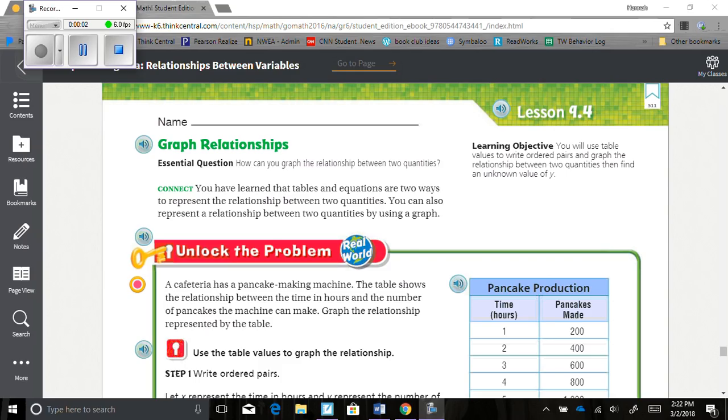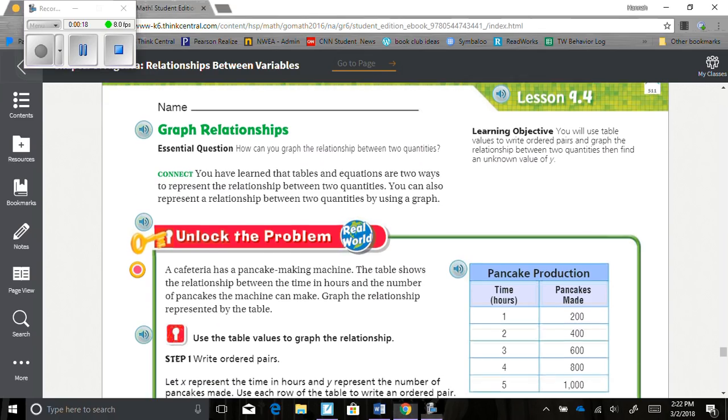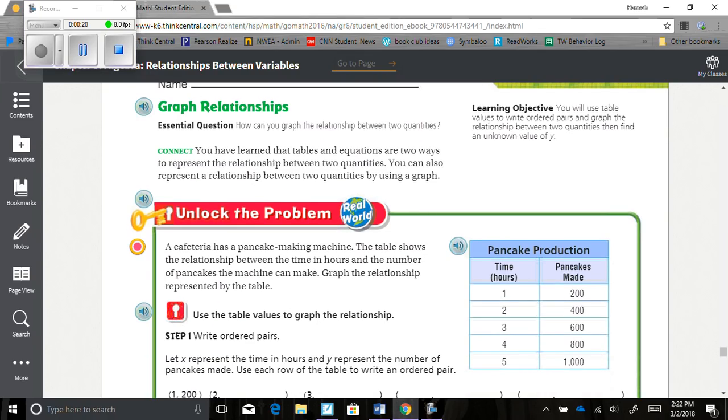Chapter 9, Lesson 4, Graph Relationships. Our learning objective is you will use table values to write ordered pairs and graph the relationship between two quantities, then find an unknown value of y. That sounds like a lot. Don't feel overwhelmed because it won't be that much. So the essential question is, how can you graph the relationship between two quantities?